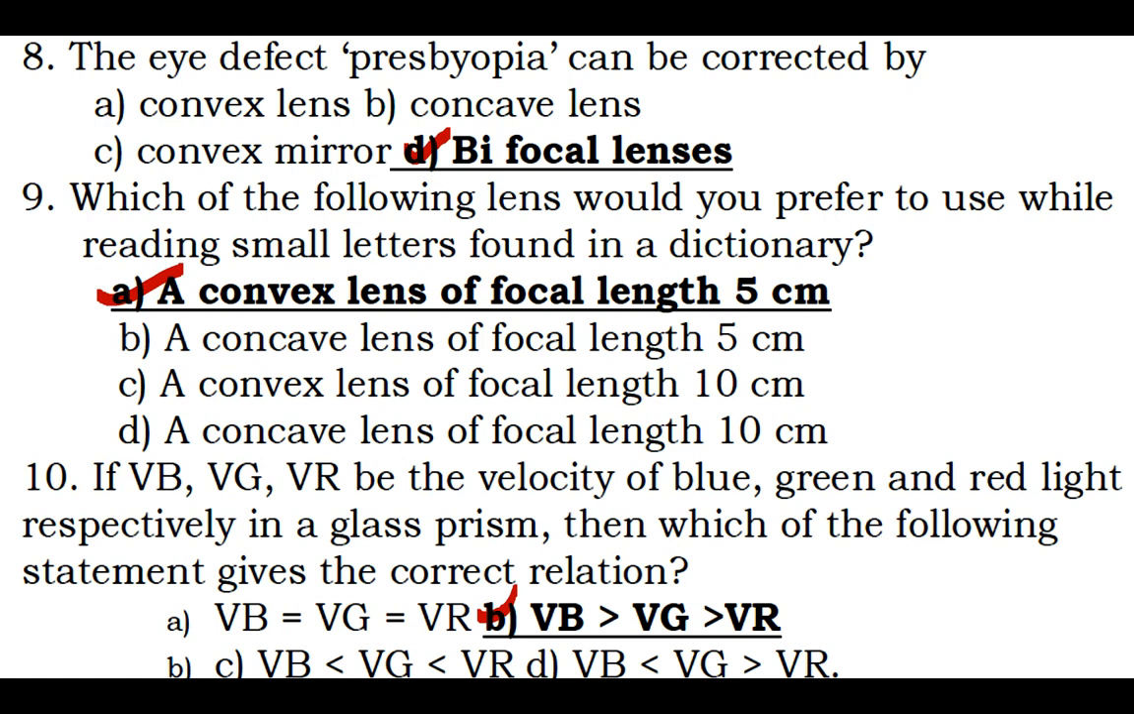Question number 10. If V_B, V_G, V_R be the velocities of blue, green and red light respectively in a glass prism, then which of the following statements gives the correct relation? Option B, V_B greater than V_G greater than V_R.